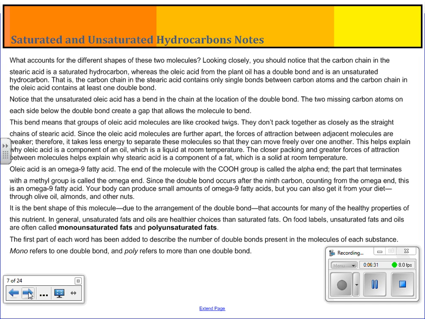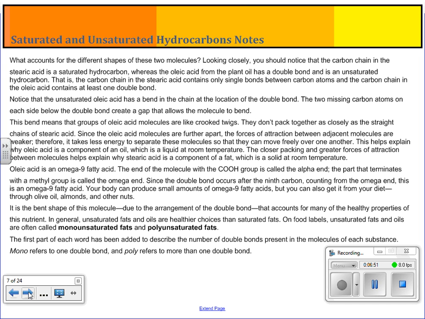Your body can produce small amounts of omega-9 fatty acids, but you can also get it from your diet through olive oil, almonds, and other nuts. It is this bent shape of the molecule, due to the arrangement of the double bond, that accounts for many healthy properties of this nutrient. In general, unsaturated fats and oils are healthier choices than saturated fats.